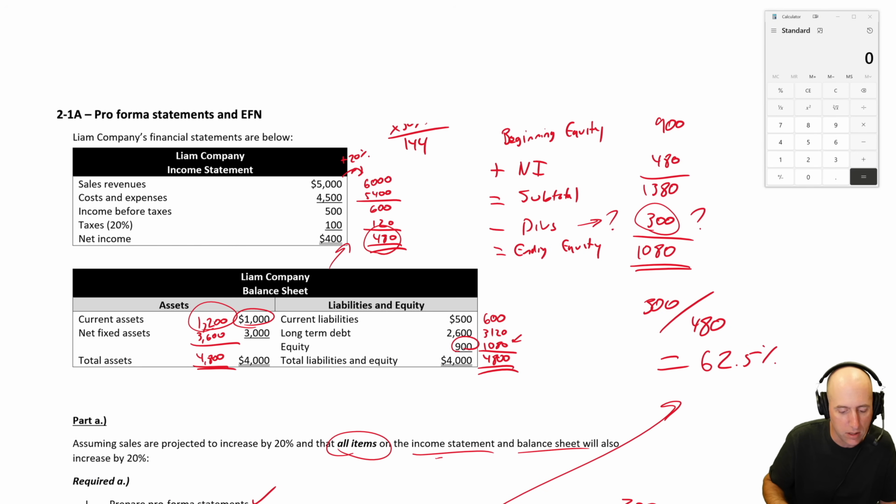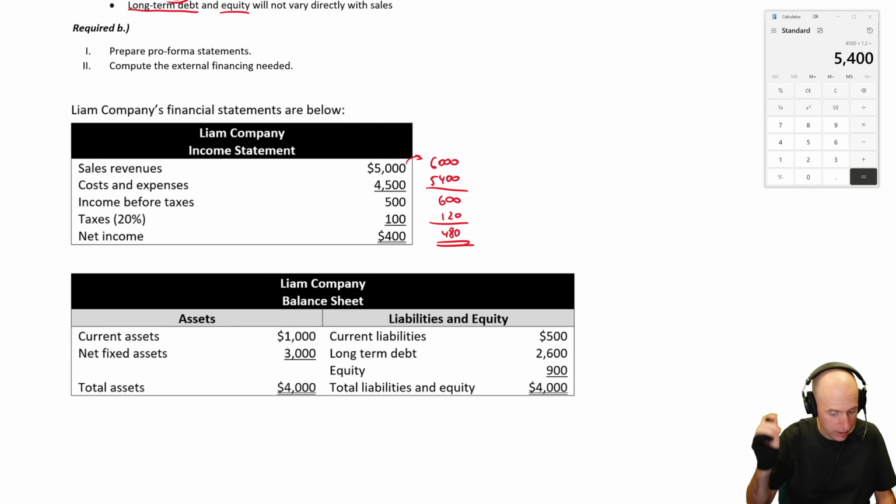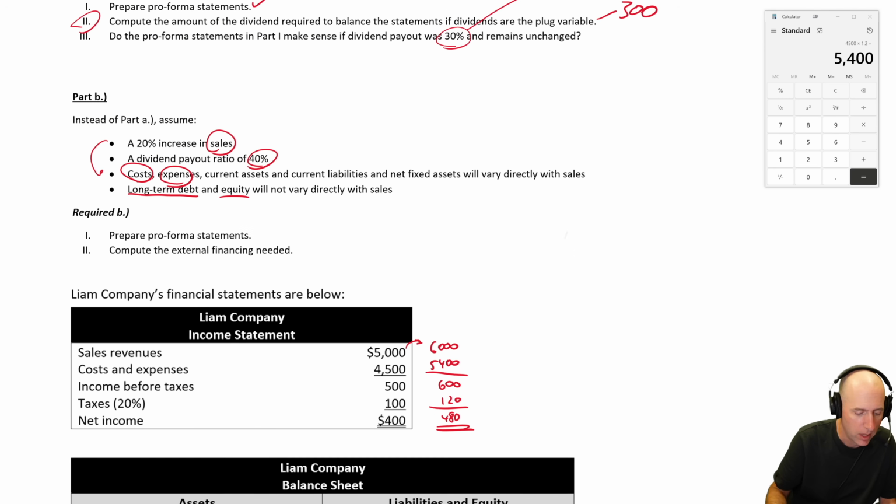So we're going to prepare the same income statement. Sales up by 20%. So a 20% increase here gives us 6,000. 4,500 times 1.2 is 5,400. 500 times 1.2 is 600, and the math works going down. 100 times 1.2 is 120, and 480 is our number here, 480. Okay, so we've done the income statement rather quickly.